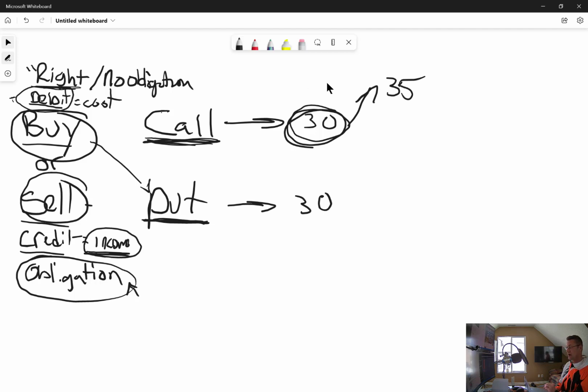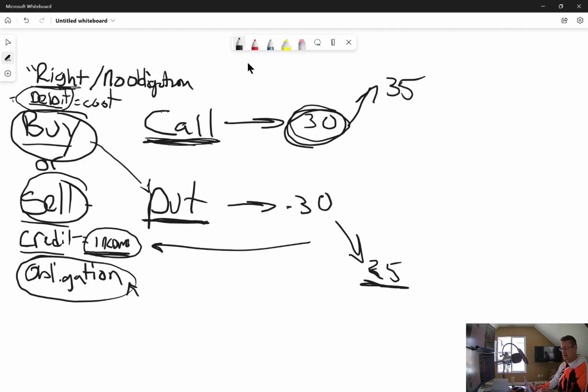Now, likewise on the put side, let's say that the stock comes down here to 25. And we have sold a 30 strike price put. Well, that means that someone has the right to put the stock to us at 30. We would be long those shares at $30 a share. But of course, the stock is trading at 25. So we would have lost $5 once again, minus the income that we brought in on the trade.